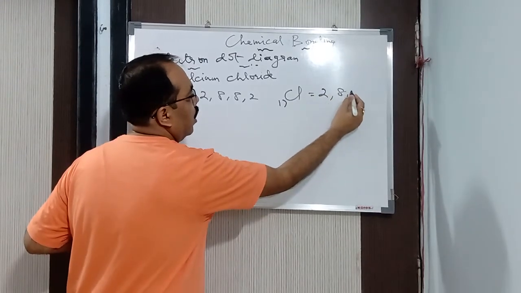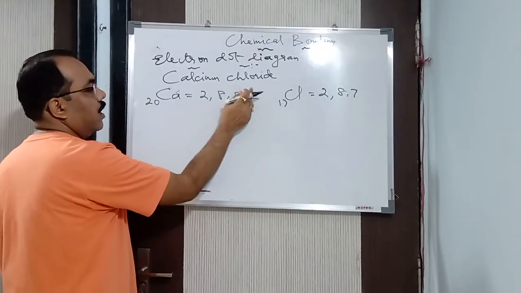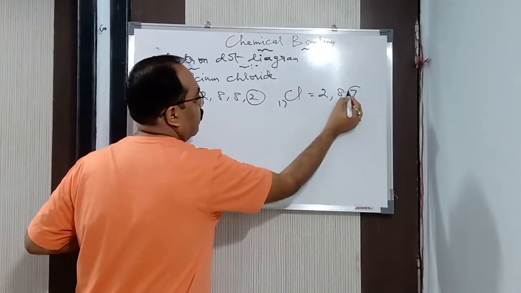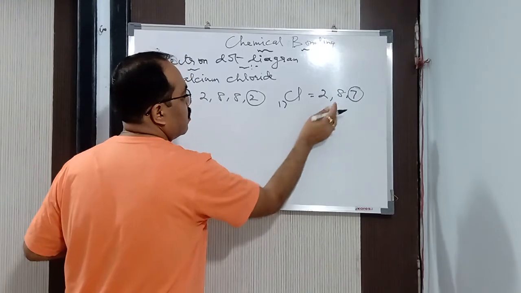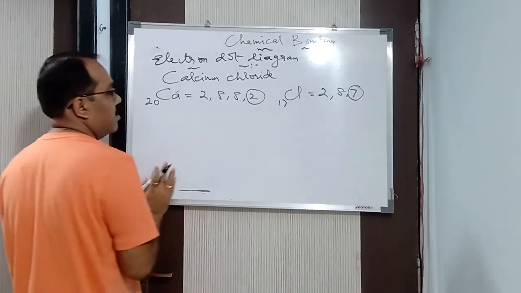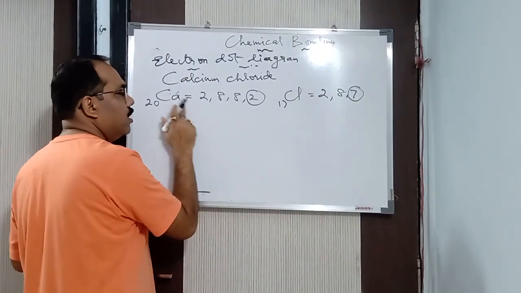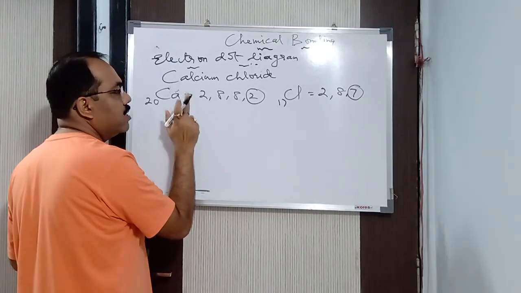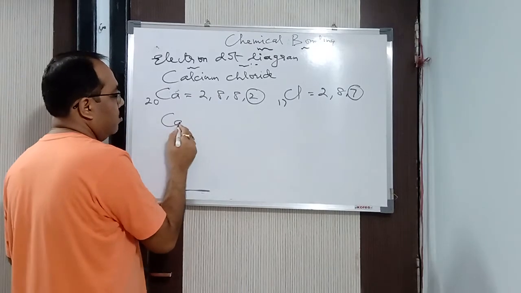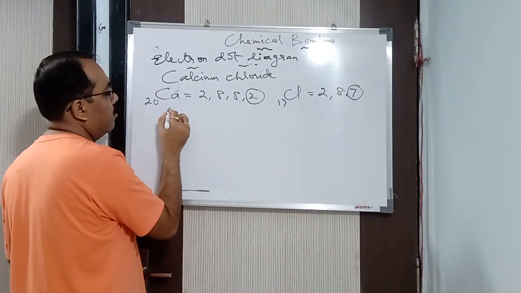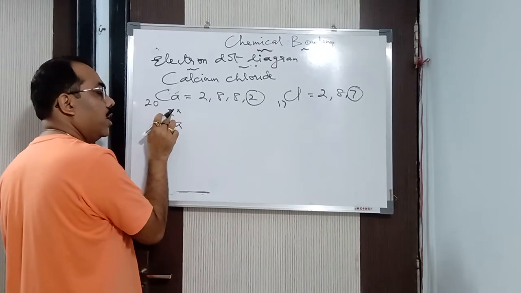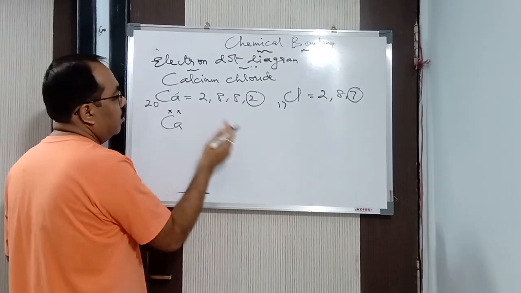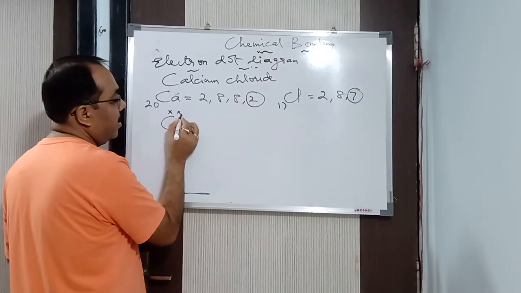So it is 2, 8, 7. As you can see, calcium in the outermost shell has 2 electrons in excess, and chlorine has 1 electron less to attain the octet structure. Calcium has low ionization energy, so it will have a tendency to lose electrons. So Ca has 2 electrons in the outermost shell. You can draw a dot or a cross. I have drawn a cross here. So in the outermost shell we have 2 electrons.